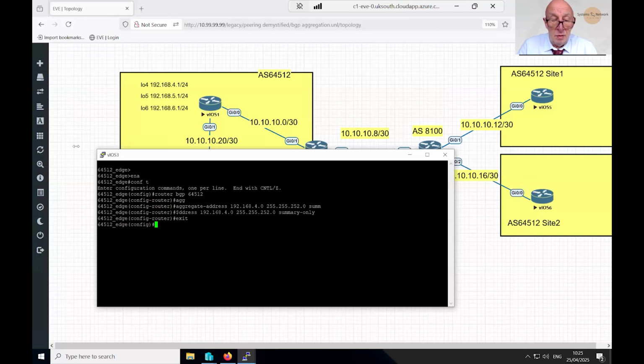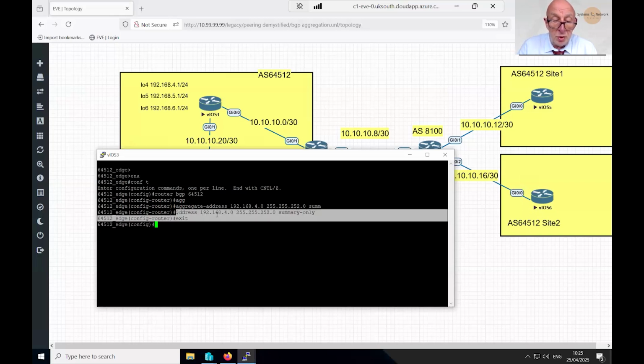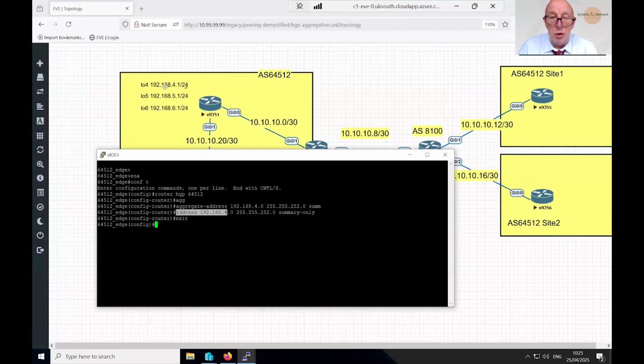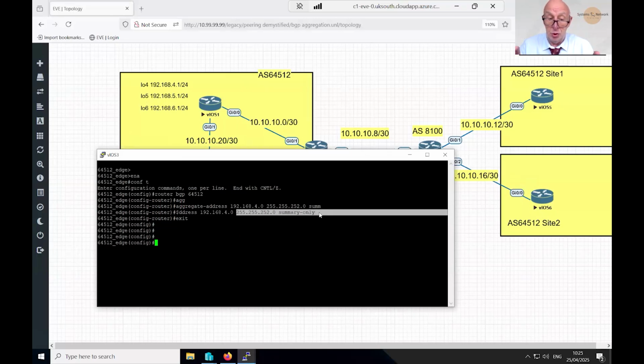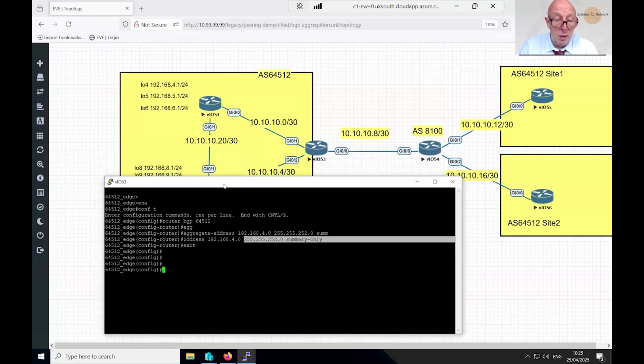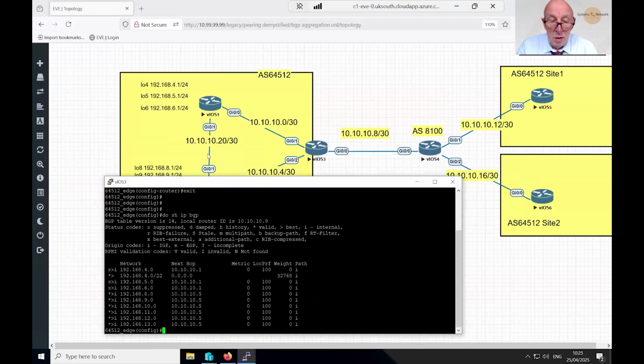Yeah, that's it. This here, the 192.168.4 is, of course, the lowest network number out of all these, 4 or 5 or 6. This is the aggregation mask, yeah? I'll not go into that because it could get a bit lengthy, but that is the aggregation mask, and it's then going to send the summary only. So as we speak on VIOS 3, if we now have a look here, do show ip bgp, we'll see what we've got here.